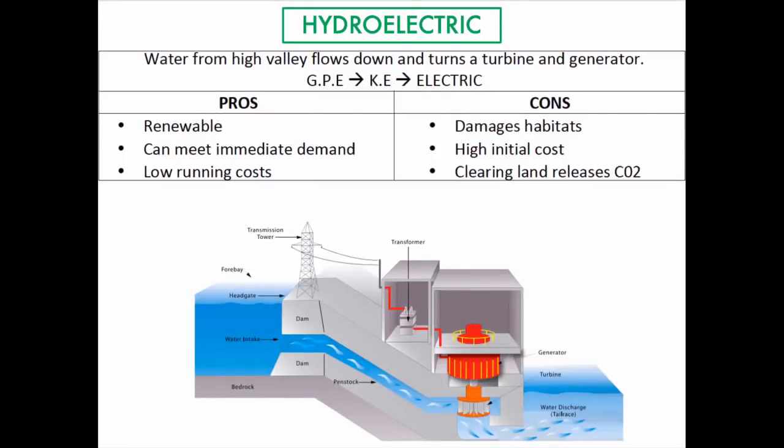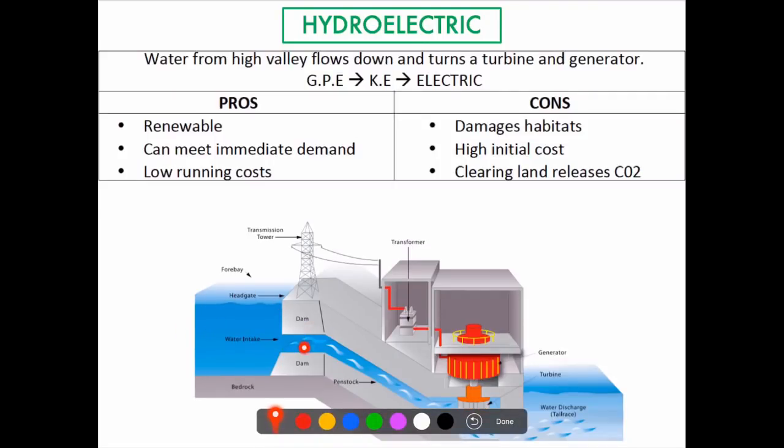Hydroelectric. So here you have a dam. So you've got a valley which is quite high up. You fill up that valley with water, and of course a dam here to prevent the water from leaving. Once it's completely full, you can open up this dam, and then the water will rush down into the turbine. So up here the water's got gravitational potential energy.